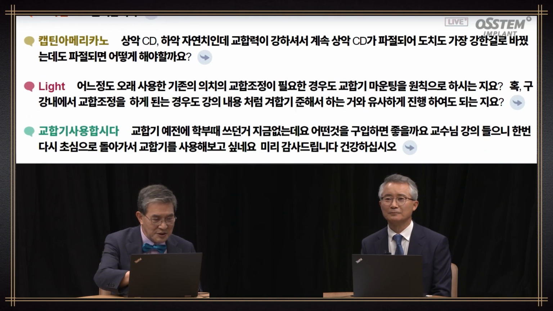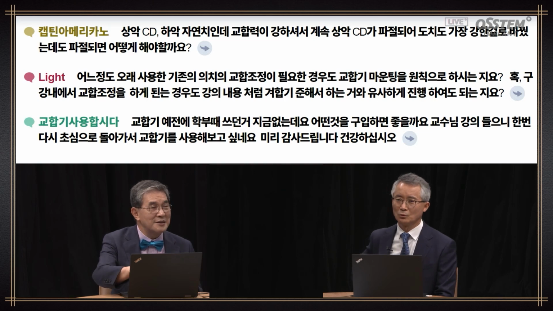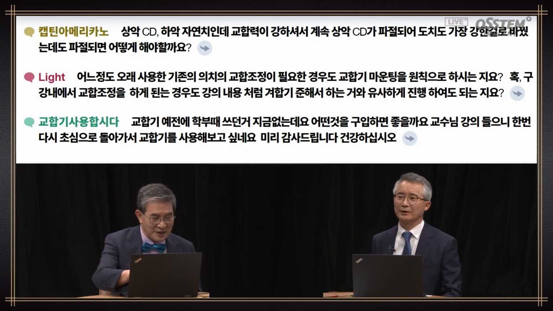Next, Captain Americano. The upper is a complete denture and the lower is natural teeth. Because the patient has a strong occlusal force, a denture fracture continues to occur. This will be addressed at a future date.